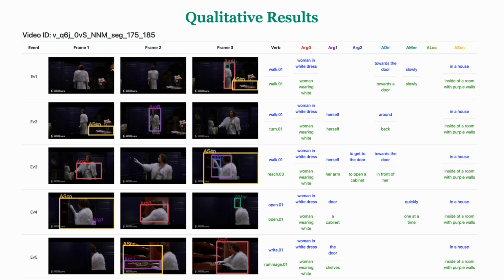The model is also able to ground the difficult non-visual roles. For example, in event 3, Arg2, that is, to get to the door, the model grounds the woman's arm in frame 3 correctly.